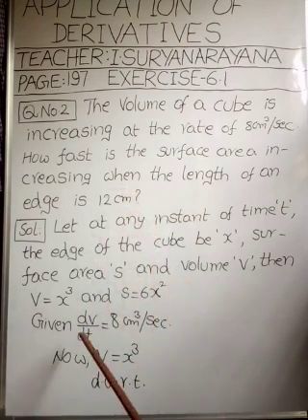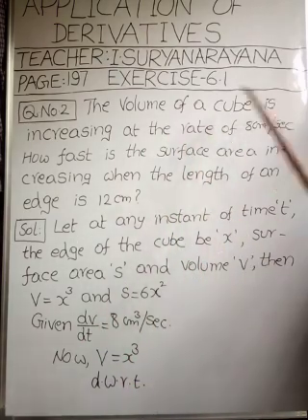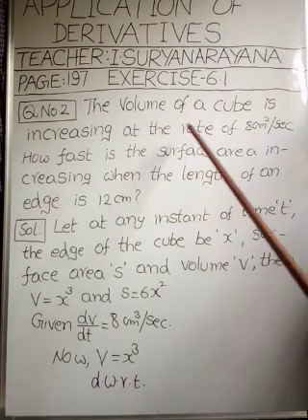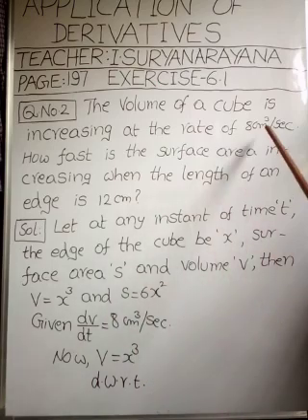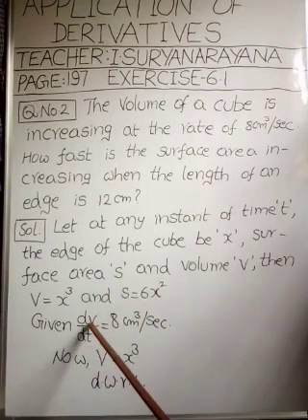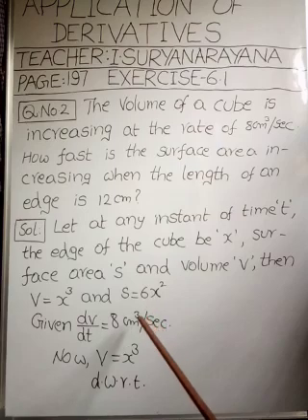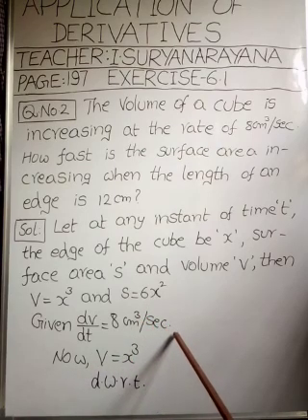Right. And what is given here? dV by dt. The volume of a cube is increasing, so the rate of change is given. The rate of change in the volume of a cube with respect to t, because here the units are seconds, which means with respect to t only. So dV by dt is equal to 8 centimeter cube per second. This is given. Okay, my children?